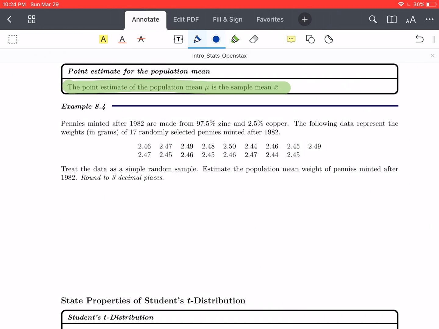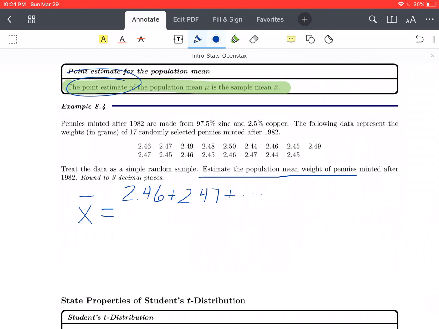So what it's asking for here is for us to estimate the population mean weight of pennies. Okay, so when it says estimate, right, we're using, again, our point estimate here. That's our sample mean. So it's really saying find x bar. So to do that, we would do 2.46 plus 2.47 plus etc., etc., etc.